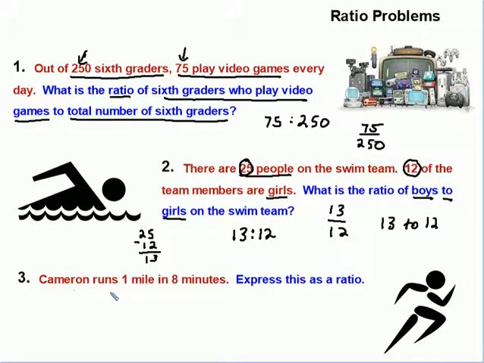Last one. Cameron runs 1 mile in 8 minutes. Express that as a ratio. So we can write that as 1 mile in 8 minutes. Or we could simply write 1 over 8. Now this is a very special kind of ratio called a rate, and we're going to get to those in the next lesson.